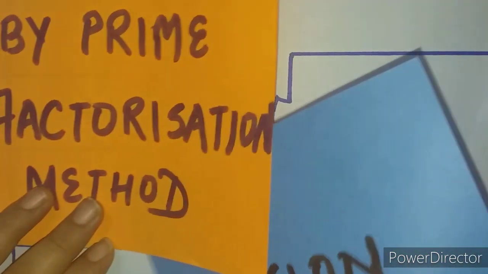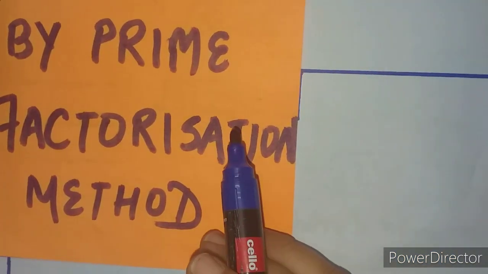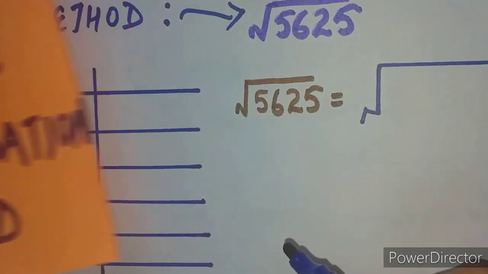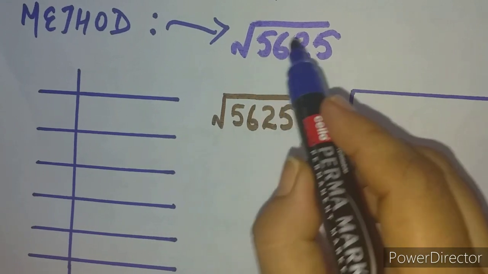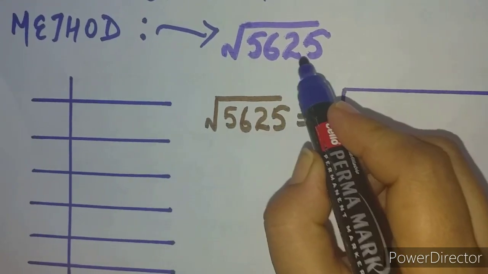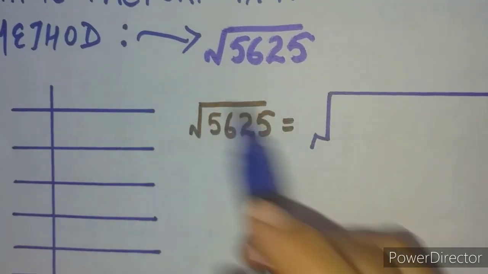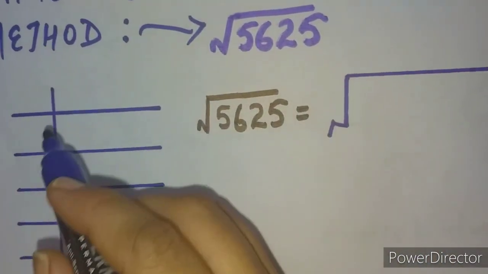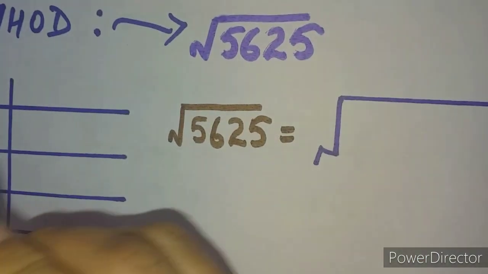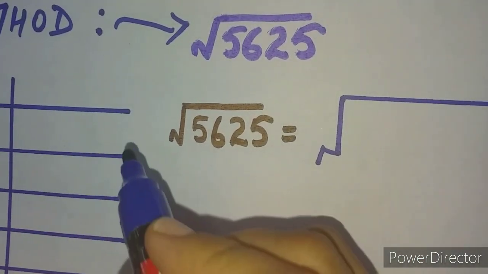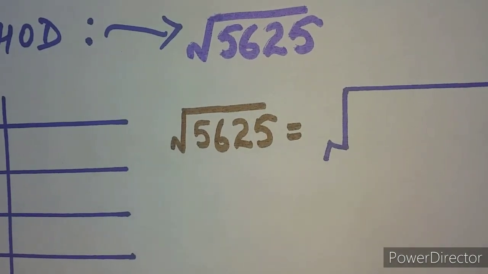So here we are. My first method is the prime factorization method. For that I have taken one example for you. I am going to find the square root of 5625 by using the prime factorization method. So students of 8th class, I think for you prime factorization, or finding the prime factors, is not at all a new concept. You have seen this setup from junior classes.